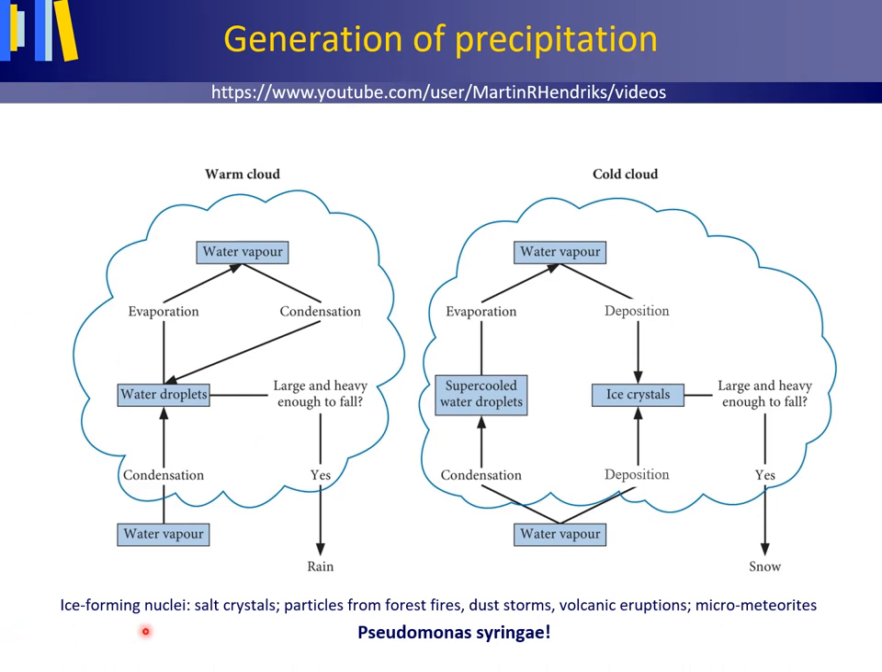Besides ice-forming nuclei such as salt crystals and particles from forest fires, dust storms and volcanic eruptions, and micrometeorites, Pseudomonas syringae bacteria have been implicated as highly efficient biological ice-making nuclei. These bacteria have been reported in rain, snow, and cloudwater samples. Even though the bacteria aren't alive, they still have an ice-making protein anchored to their outer cell walls and therefore still form ice.